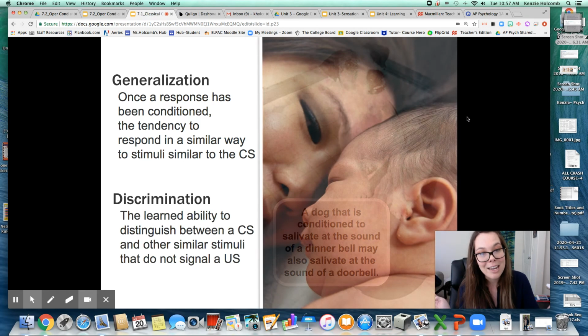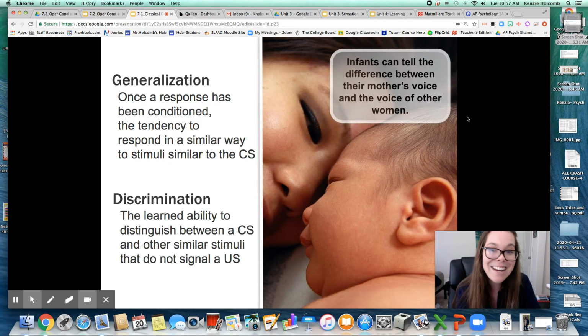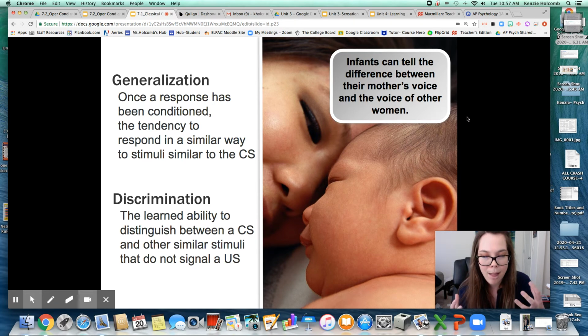But on the other hand, we can discriminate, right? So discrimination is the learned ability to distinguish between a conditioned stimulus and other similar stimuli that do not signal the unconditioned stimulus.